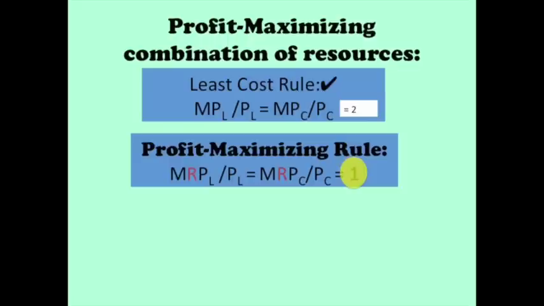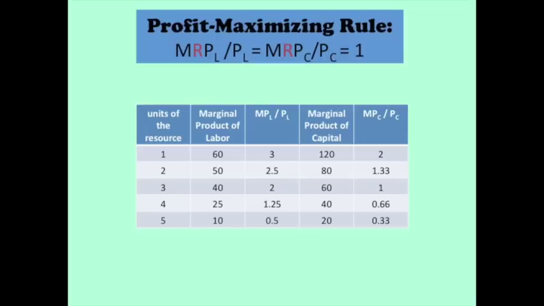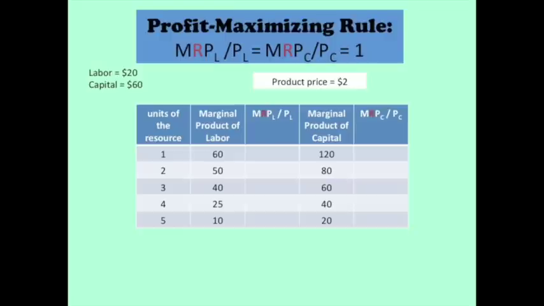Let's go back to this table of information from before. But instead of a marginal product of labor per dollar column, we put in a marginal revenue product per dollar column. And instead of a marginal product per dollar column for capital, we will use a marginal revenue product per dollar column for capital. Now, the price of the labor and the capital is still $20 and $60 respectively. And let's say for simplicity's sake that this seller sells their output in a perfectly competitive product market so that they can sell all they want of their product at a fixed price. We'll pretend that this fixed price is $2 per gallon.